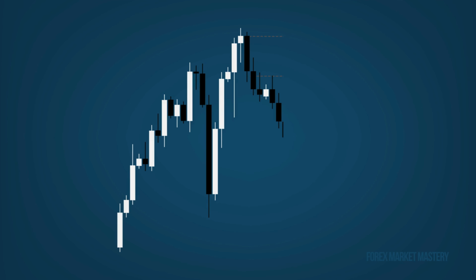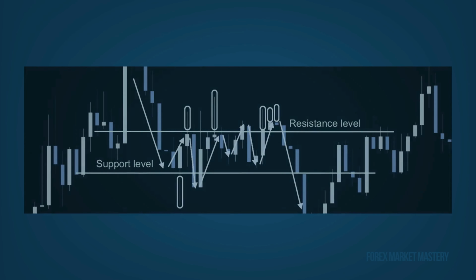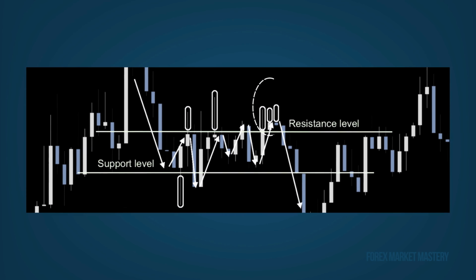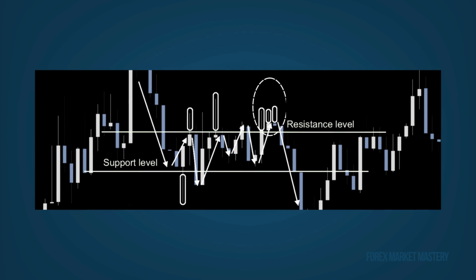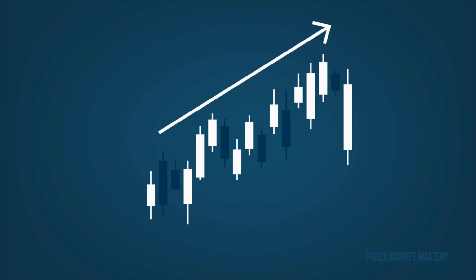Third, where a candle closes on a level matters more than where it wicks. A candle that wicks above resistance but closes below it, rejection. A candle that breaks and closes above resistance, confirmed breakout. Wait for the close.